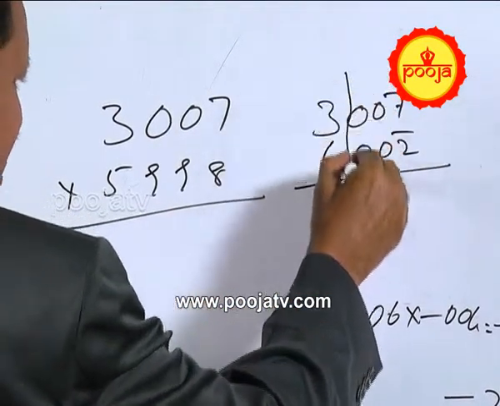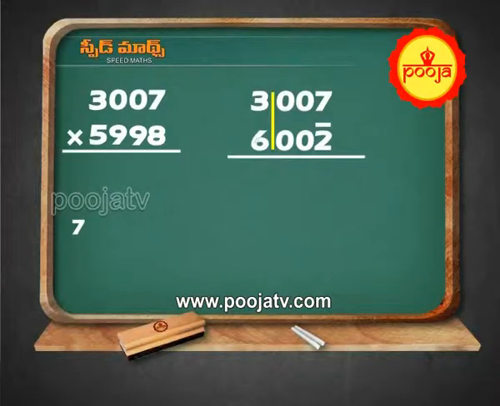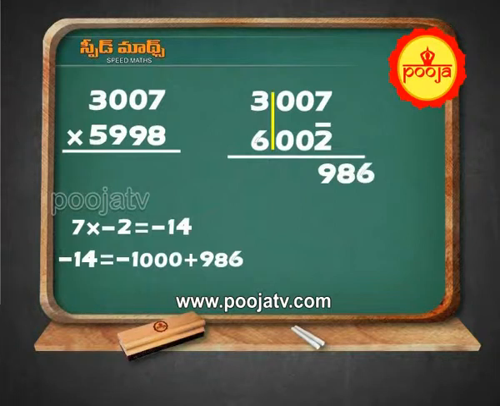As usual, give a slash. Damn easy. I am not putting all these zeros. 7 into minus 2 equal to minus 14. Minus 14 equal to minus 1000 plus 986. Write it as 986. Minus 1 is outside.